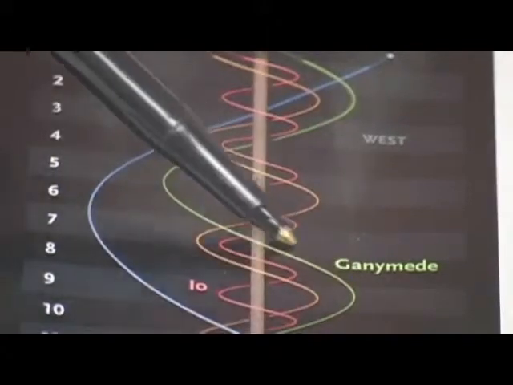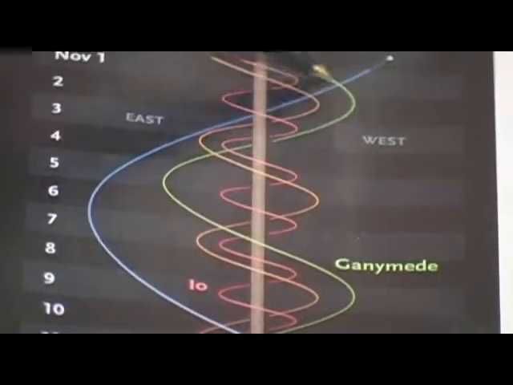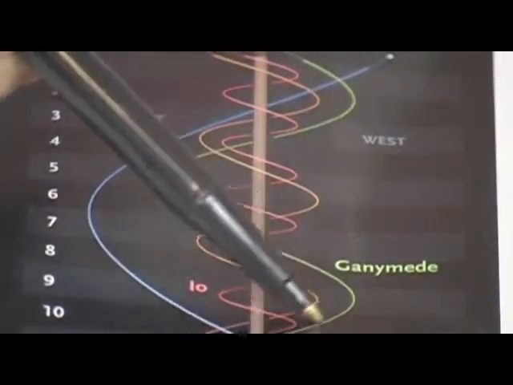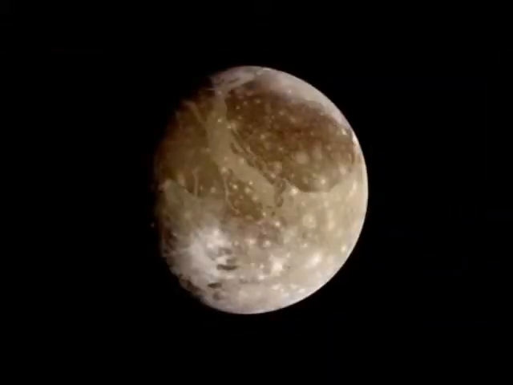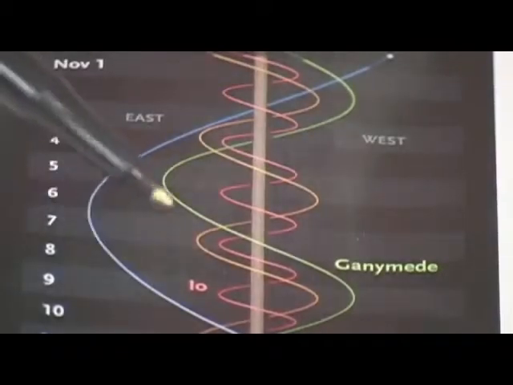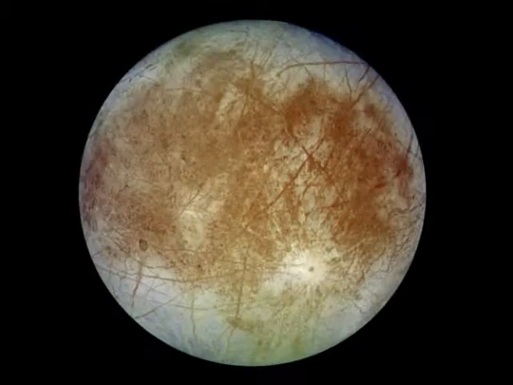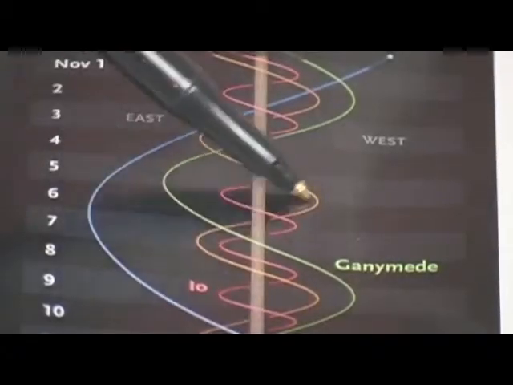Ganymede is the one that gets furthest out other than Callisto. It's actually the largest moon in our entire solar system. And Europa is the other wavy line.